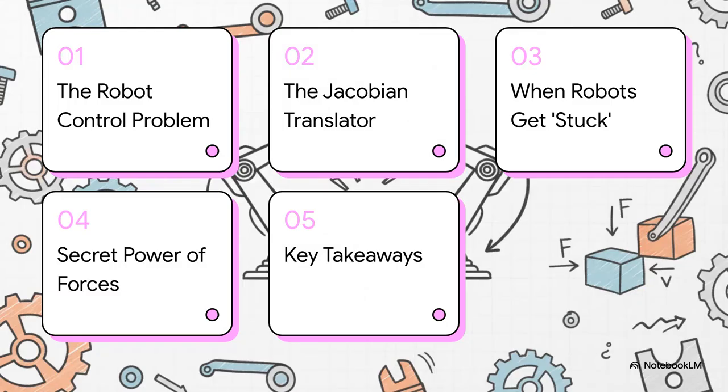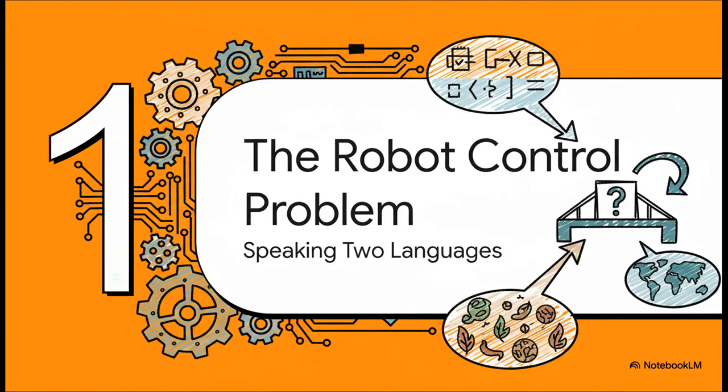Okay, so here's our game plan for this explainer. First, we'll really dig into the control problem itself. Then, we'll explore these two totally different worlds a robot has to live in. After that, we'll introduce our hero, the Jacobian, see what happens when it breaks down, and finally, we'll uncover its secret superpower that has to do with forces. Sound good? Let's go.